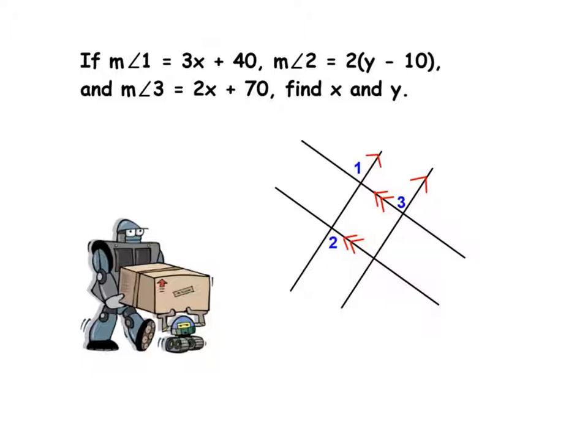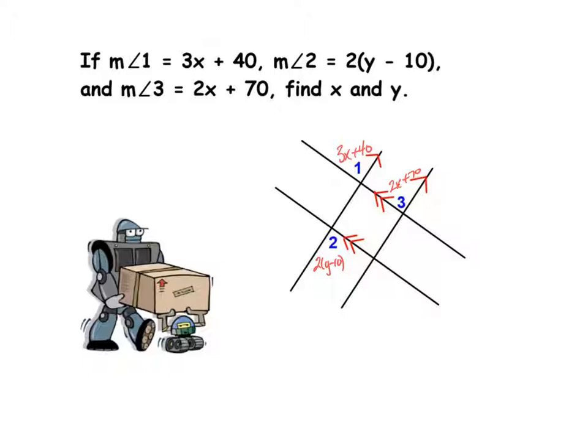Okay, so let's do one more problem here. This one doesn't involve just simple angles or simple angle measurements. We have some algebra involved. So it says if the measure of angle 1 is 3x plus 40, so we have 3x plus 40, I'm going to write that in there. The measure of angle 2 is 2 times the quantity of y minus 10, and then the measure of angle 3 is 2x plus 70. I'm going to solve for x and y.